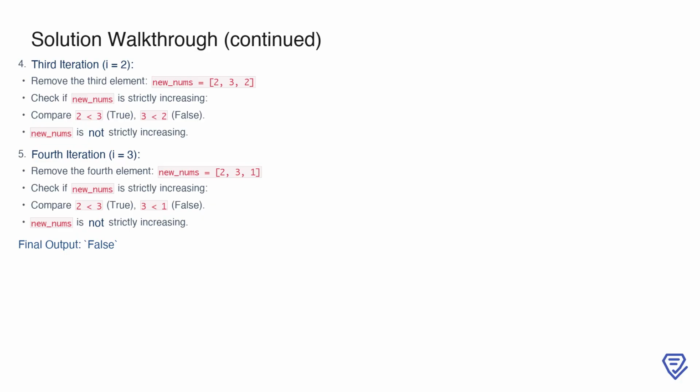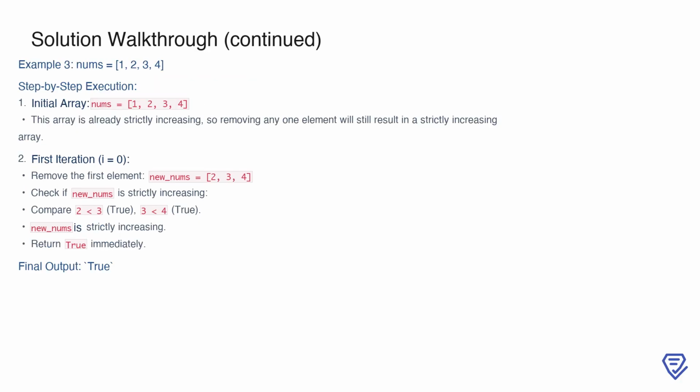In this third example, the input array is 1, 2, 3, 4. This array is already strictly increasing, meaning each element is greater than the one before it. Removing any single element will still result in a strictly increasing array. For instance, in the first iteration, we remove the first element, 1, resulting in 2, 3, 4.